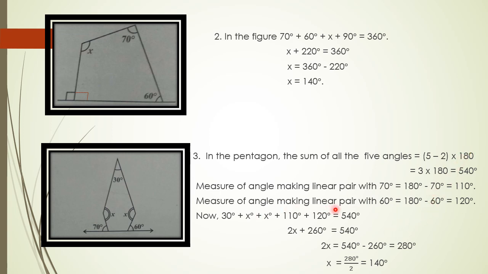Now, the measure of the angle making a linear pair with 60 degree is equal to 180 minus 60 degree, which is equal to 120 degree. Now we can write 30 degree plus x degree plus x degree plus 110 degree plus 120 degree equal to 540, and adding all the values we get 260 degree. 2x plus 260 degree is equal to 540 degree. Therefore 2x is equal to 540 degree minus 260 degree, which is equal to 280 degree. Therefore x is equal to 280 degree divided by 2, which is equal to 140 degree.